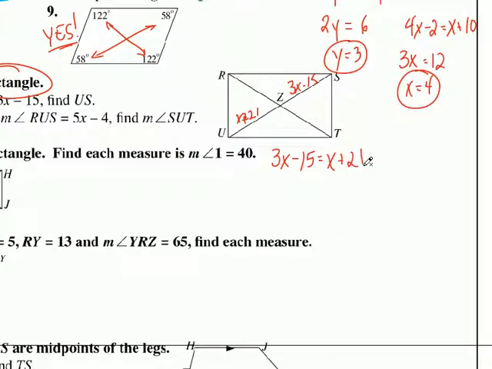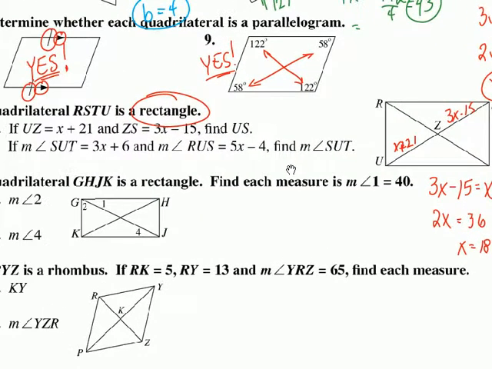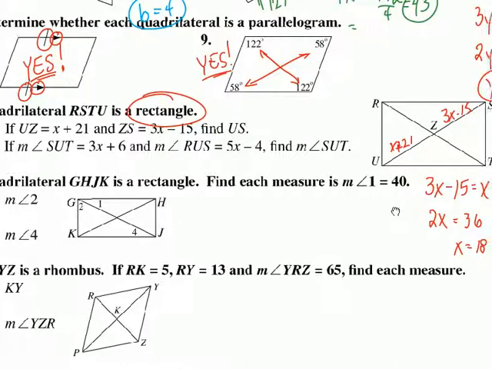X plus 21. Alright? And now let's just solve for x. Subtract x from both sides, I get 2x. Add a 15 to both sides, and I get 36. Divide by 2, x is 18. Do I circle that? Is that my answer? No. Why not? What's it ask you to solve for? US. Okay, so I got to find that whole entire thing, don't I?